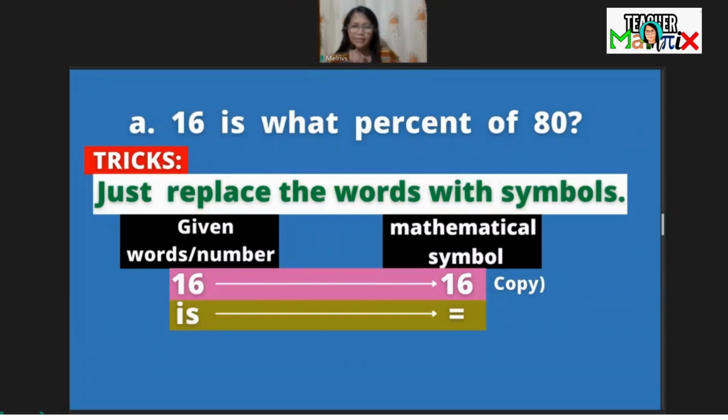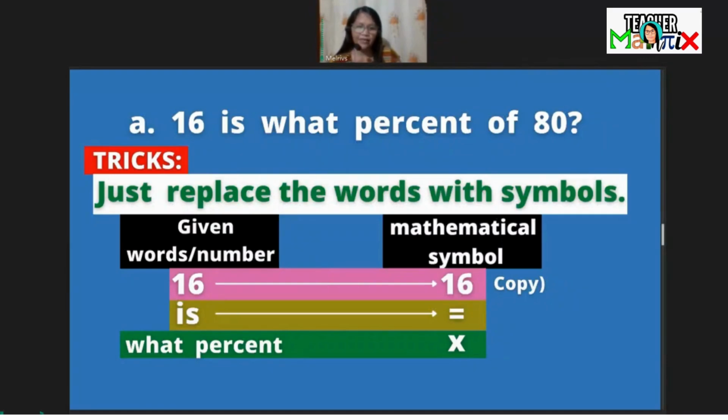Then "is," the corresponding symbol for that is equals. Then what percent? Okay, the corresponding symbol for that is X. We indicate X here because it's unknown. We do not know the percent yet. Therefore, we have to put a variable. You can put any variable. It could be A, it could be M, it could be Y. Any variable of your choice.